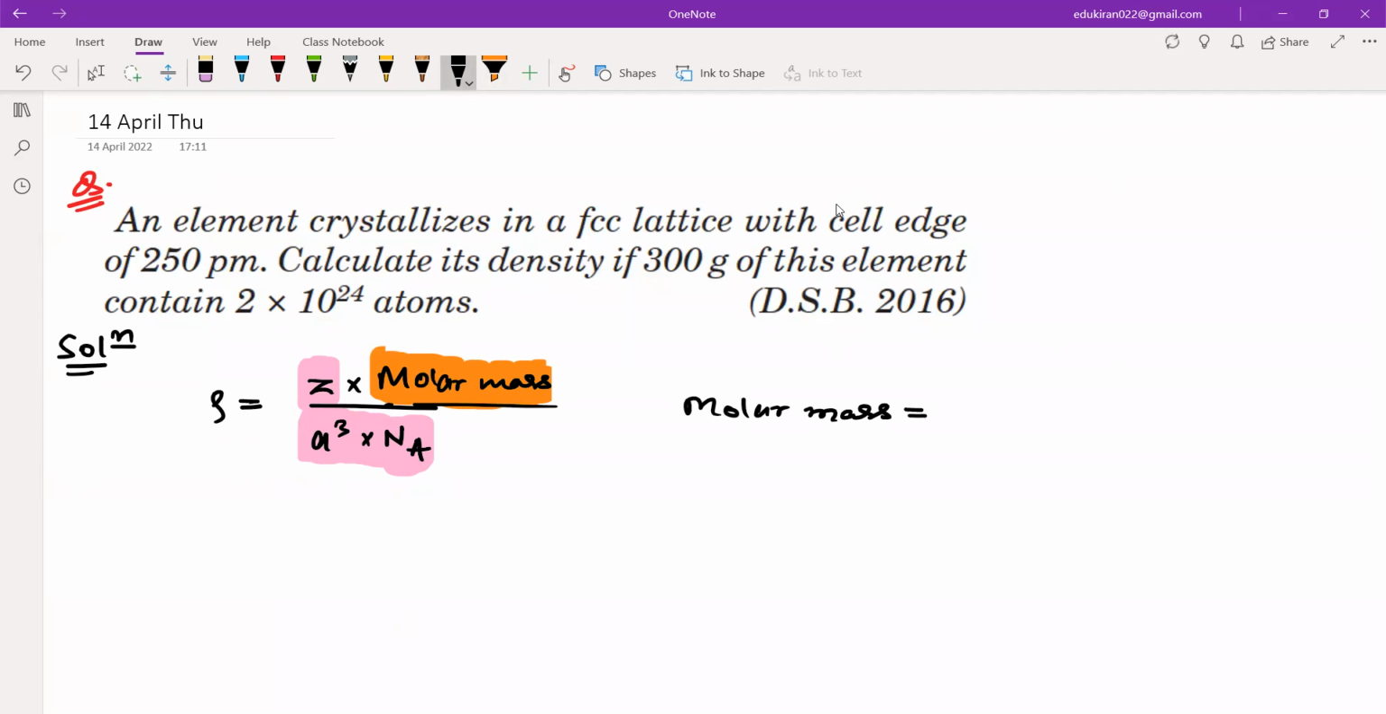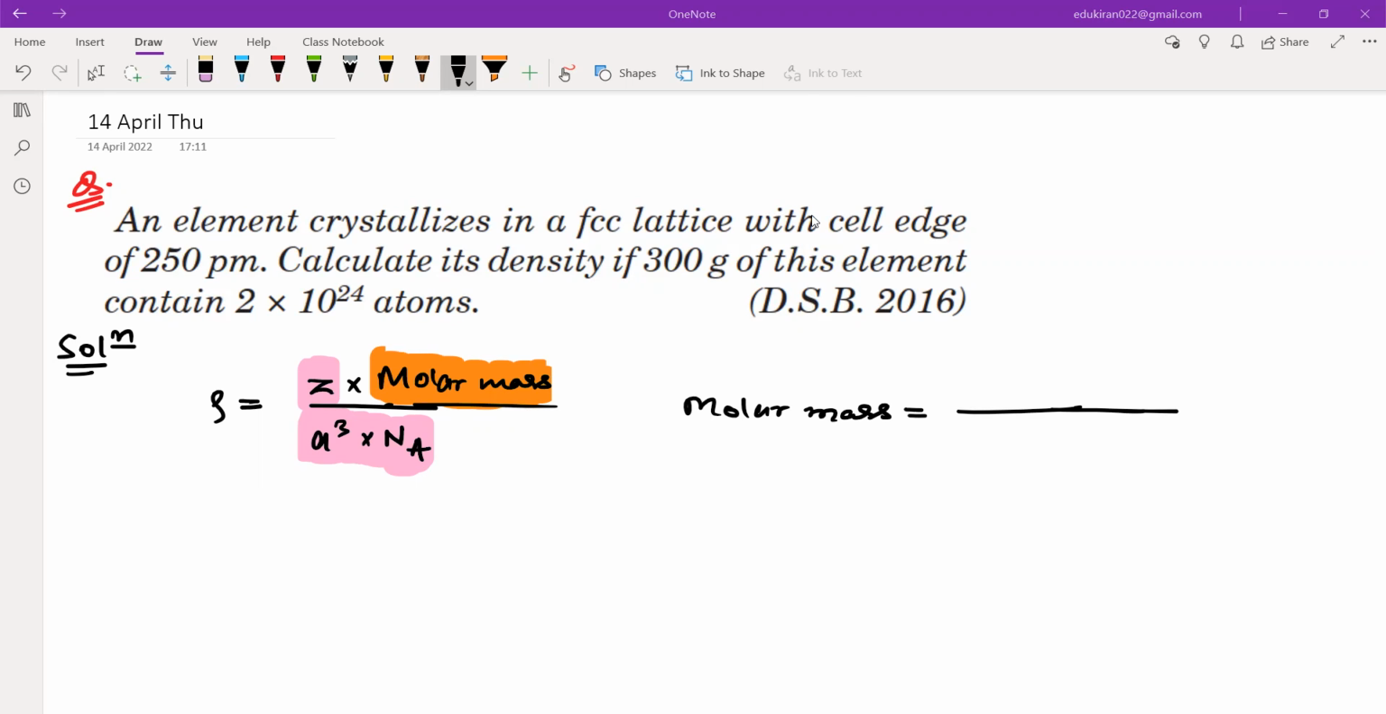So first write this question and then raise your hand if you know what will be the formula to calculate and how will you calculate molar mass from the given information. Okay, Maimuna, tell me. We should do 300 divided by 2 into 10 to the power of 24.